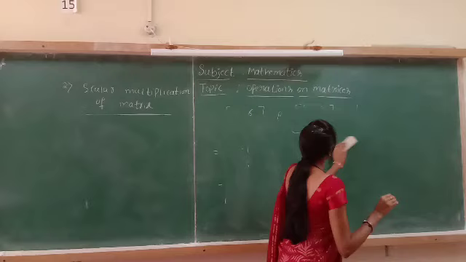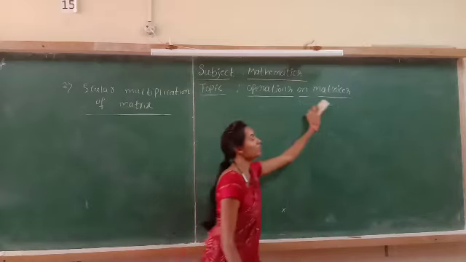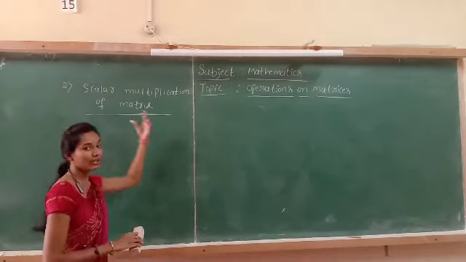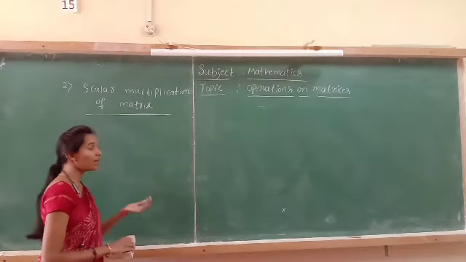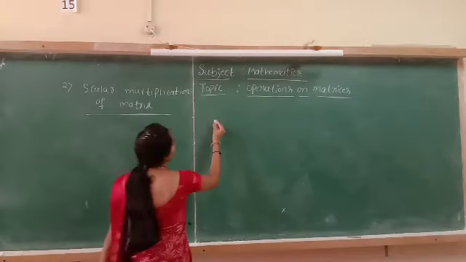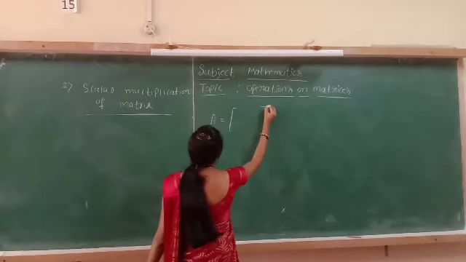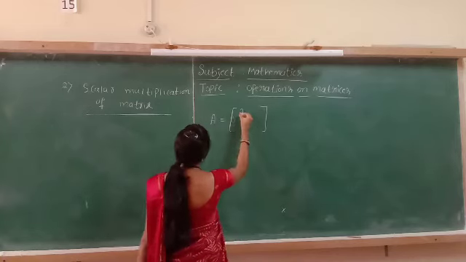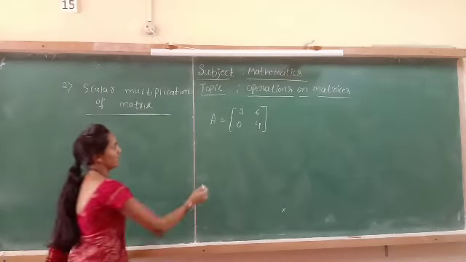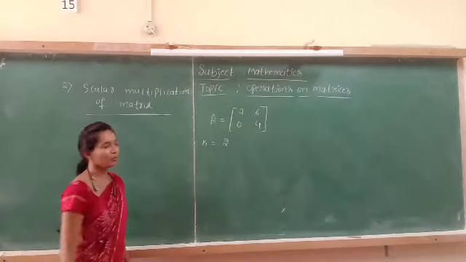You already know that a scalar is nothing but a number, or a constant. The name itself indicates it is a multiplication of a matrix by a scalar, or scalar multiplication of a matrix. Let us take one example. Let capital A be the matrix 2, 6, 0, 4. You can take any scalar quantity. Let us take k equal to some constant, that is 2.